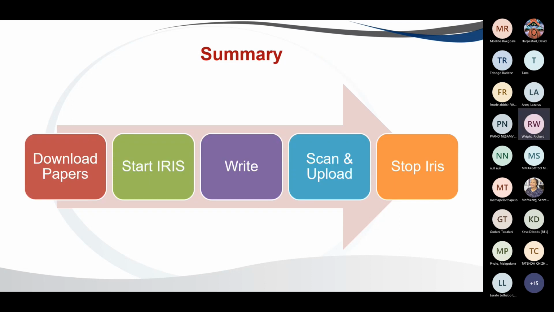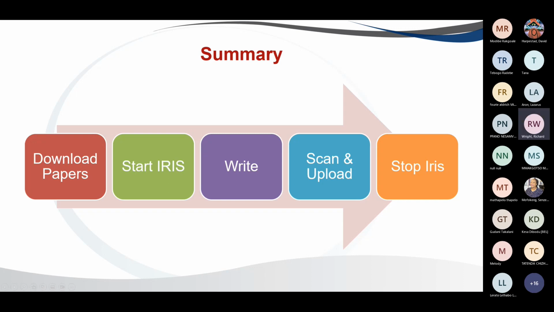Just a summary: basically you're going to log into the My Exams portal, you're going to download your paper. Iris will start automatically once you start downloading. Once you're ready to start writing, on Iris, you will say, okay, start invigilation. You will then use the time to complete your answer paper. Finally, you will scan and upload a PDF document, and then you stop Iris.